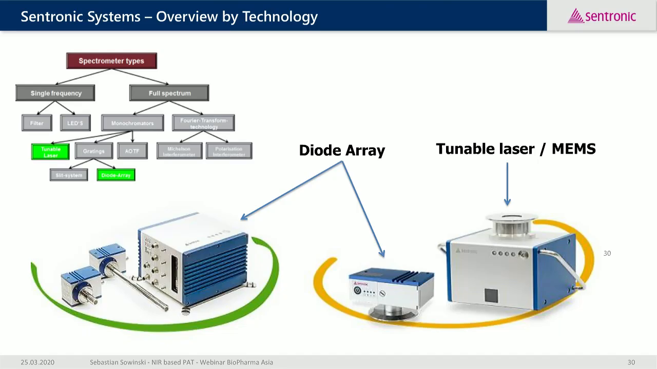The two system types are using different technologies. So we have the Sentronic FO, which contains a diode array spectrometer, and you can see on the top left side a classification within available spectrometer types and technologies used to acquire an NIR spectrum. The Sentronic DA is using a tunable laser MEMS-based spectrometer. So both technologies are full spectrum analyzers and are categorized as monochromators.